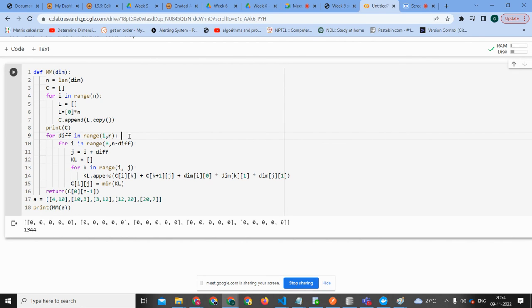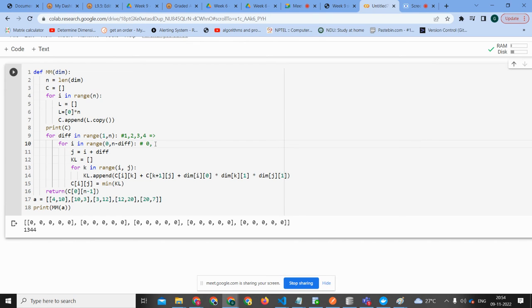So for diff in range of, this is going to start from 1, 2, 3, 4. Okay, 4 iterations are going to happen. Here, how many iterations are going to happen? Zero. So what will be the values of I? Each step we have to calculate. It's going to change every time, right? Initially, we'll write what is going to come.